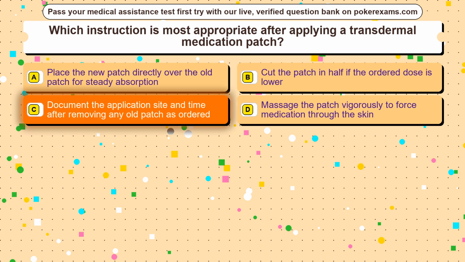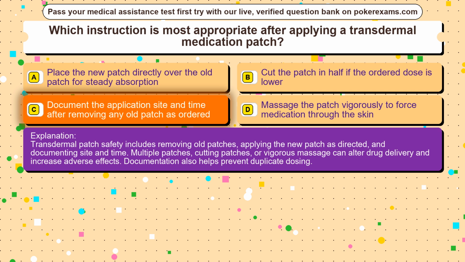The correct answer is option C, document the application site and time after removing any old patch as ordered. Transdermal patch safety includes removing old patches, applying the new patch as directed, and documenting site and time. Multiple patches, cutting patches, or vigorous massage can alter drug delivery and increase adverse effects. Documentation also helps prevent duplicate dosing.